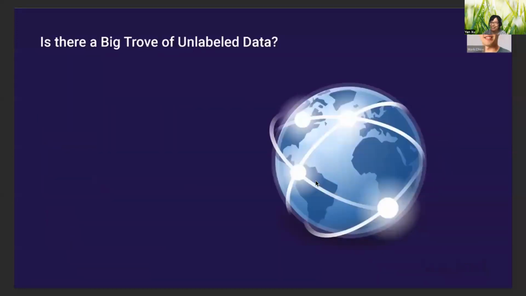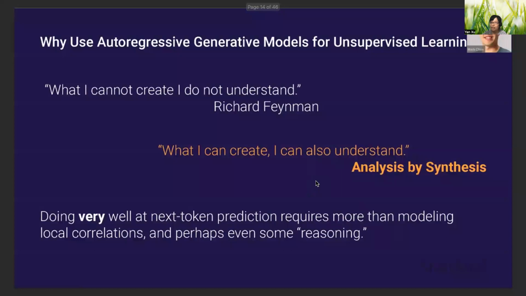Yeah. So there is lots of unlabeled data, because we are on the free public internet, right? The internet itself generates much data during one day. So how can we leverage these data sets for unsupervised learning? GPT uses the autoregressive generative model.